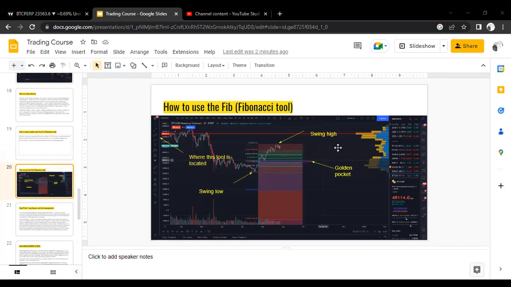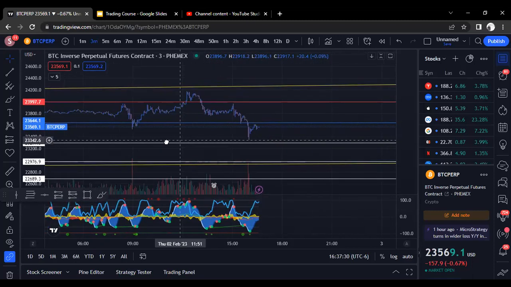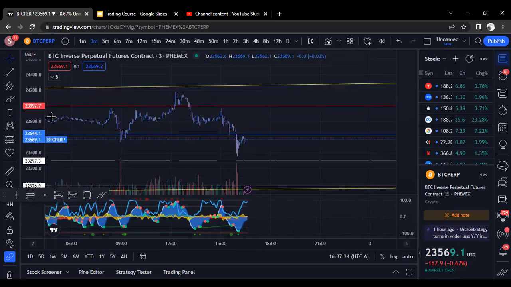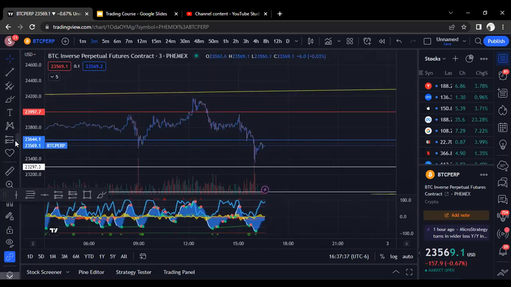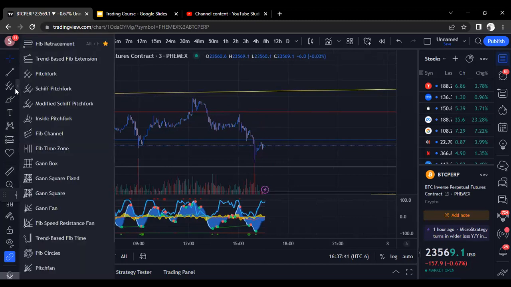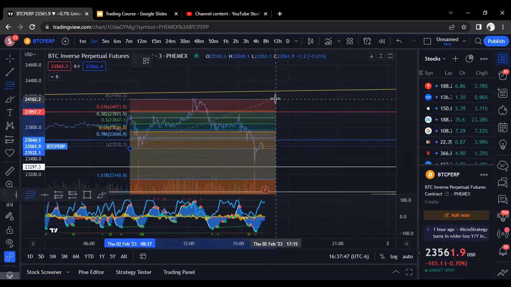Okay, this is part three of the trading course, how to use the Fibonacci tool. And I'm actually going to go to the chart for this one. So there's two different ways to do it. If you're looking for areas of support, you're going to want to take the fib from the swing low, and then to the swing high.